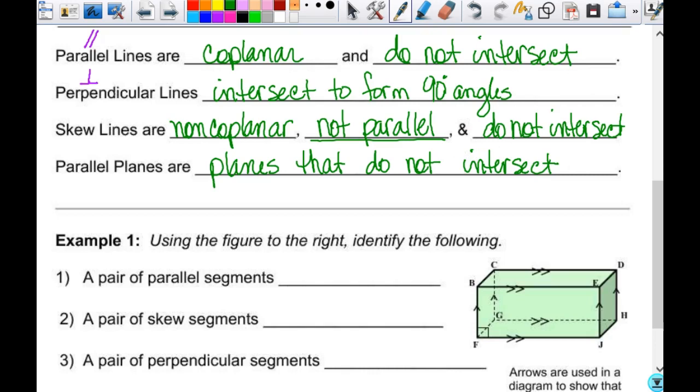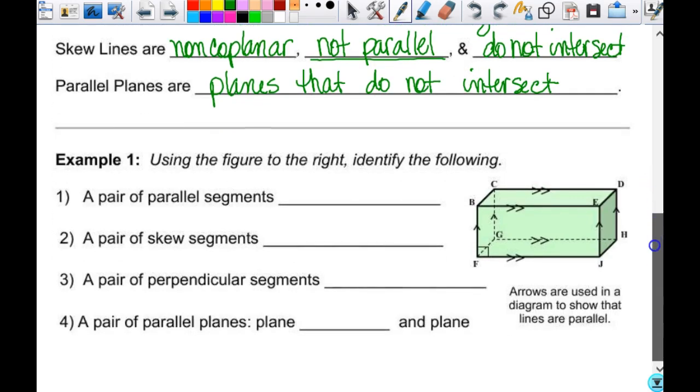All right. So using the figure to the right, we're going to identify the following.